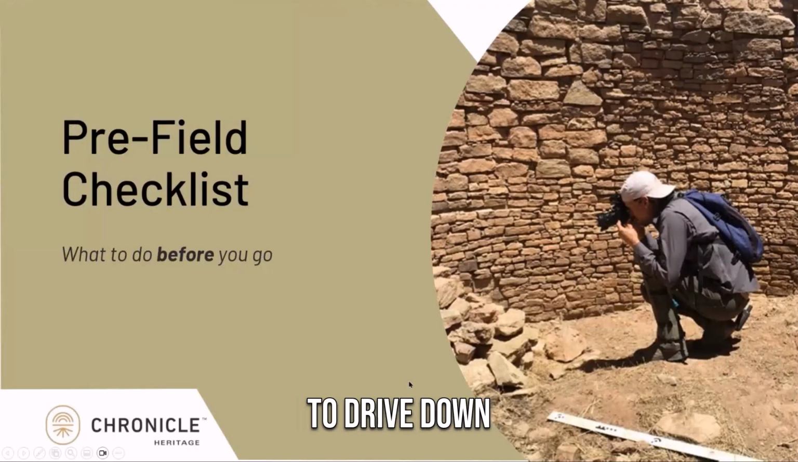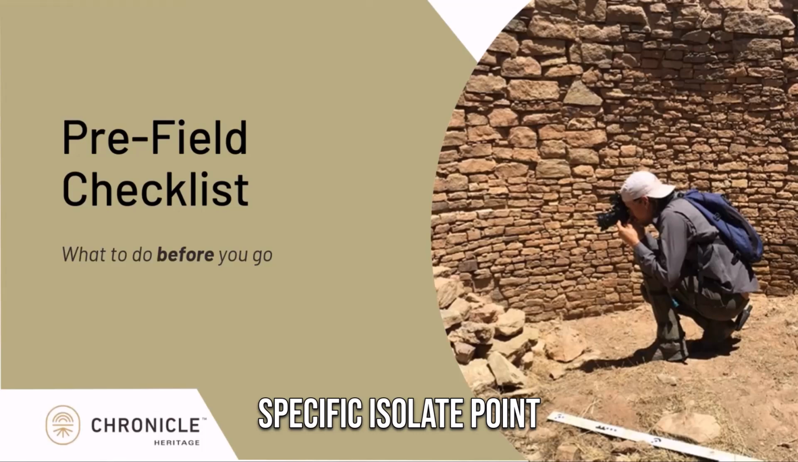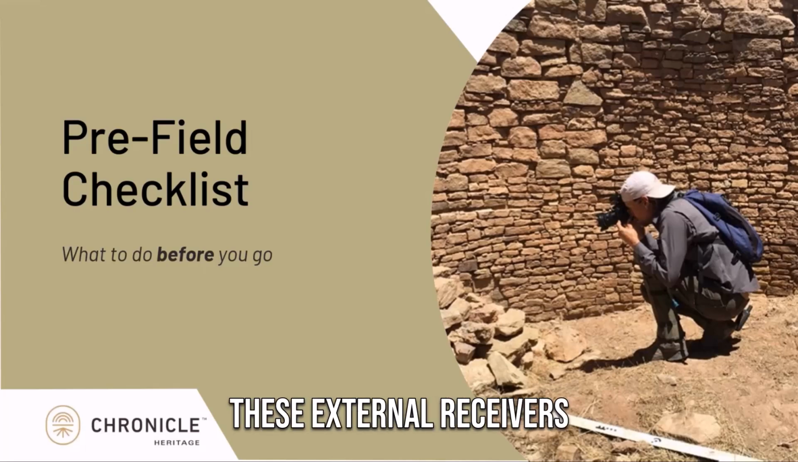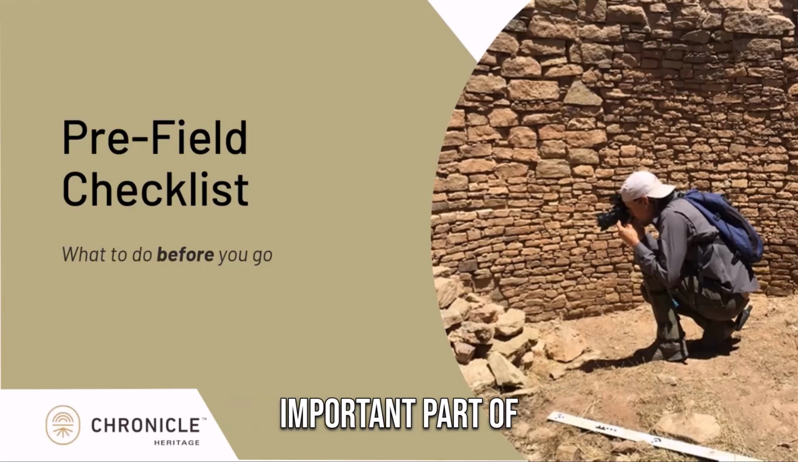If you're trying to drive down a highway, that's fine. But if you're trying to relocate a lithic scatter or a specific isolate point, that's an entire like transect's worth of distance. That will not cut it for you navigating or you collecting data. These external receivers are a really important part of working with Field Maps. So the first thing that you want to do is make sure that your two devices can talk to each other. Most of these use a Bluetooth connection.